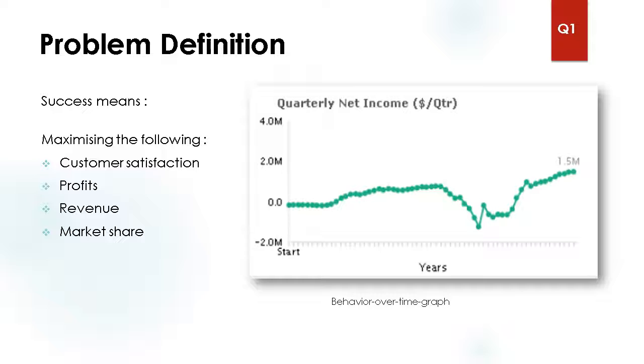The behavior over time graph has millions of USD as the units, and the simulation was run per quarter for a total of 15 years. It shows a gradual increase but is affected by other market dynamics, which we will try to explain subsequently in this presentation.